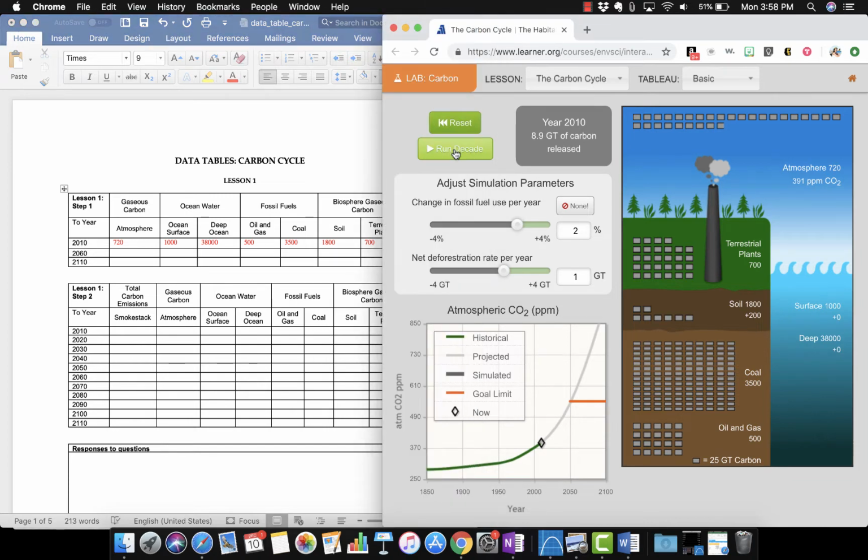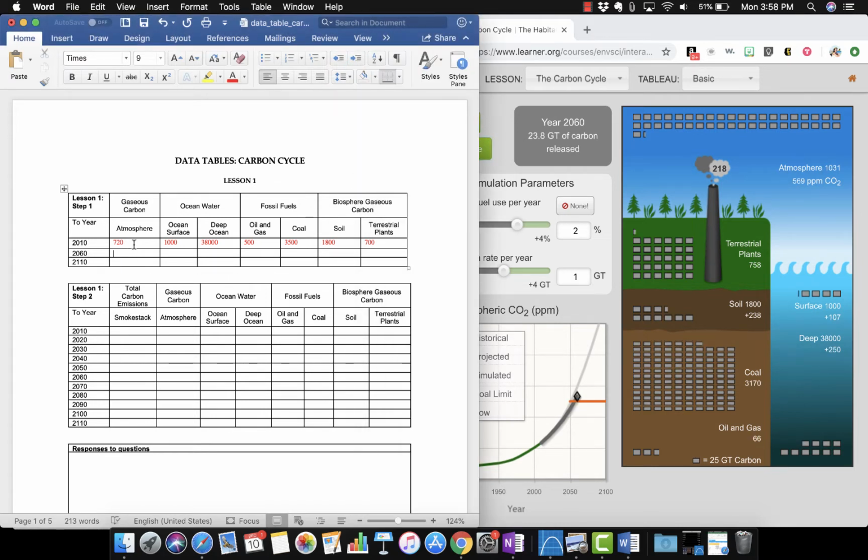Okay, so let's run it again. There's 2020, 2030, 2040, 2050, and this is 2060. For 2060, we're at 1031. You can see our ppm went up to like 500-something. Our surface ocean is 1,000. Our deep ocean is still 38,000. Our oil and gas is 66. Coal is 3170. Soil is 1800. And terrestrial plants is 758.